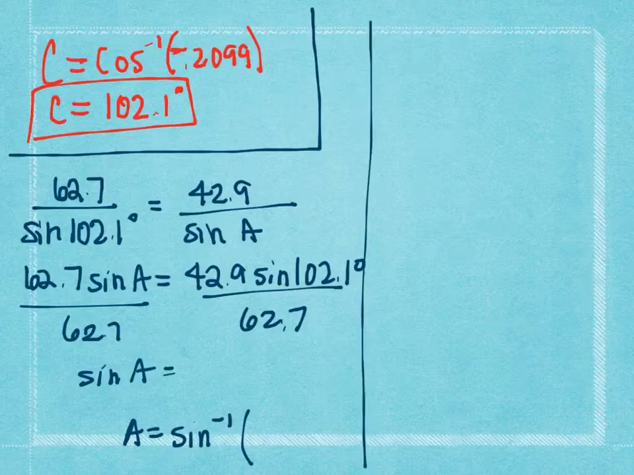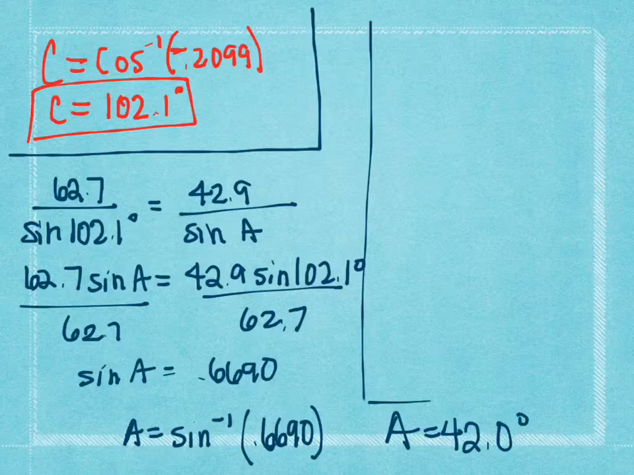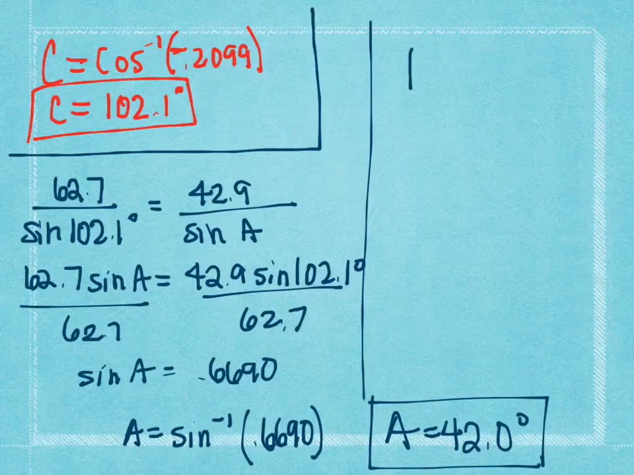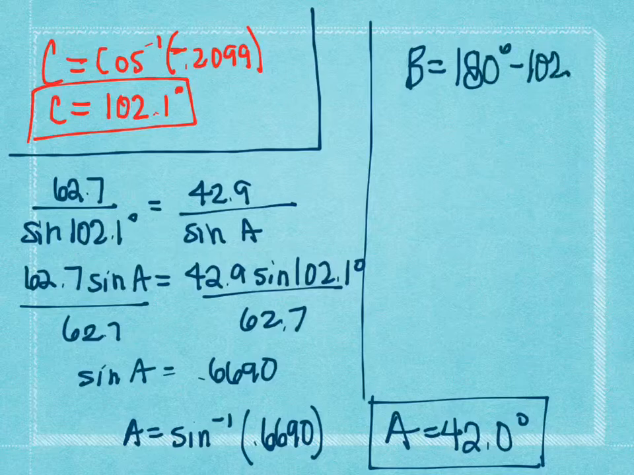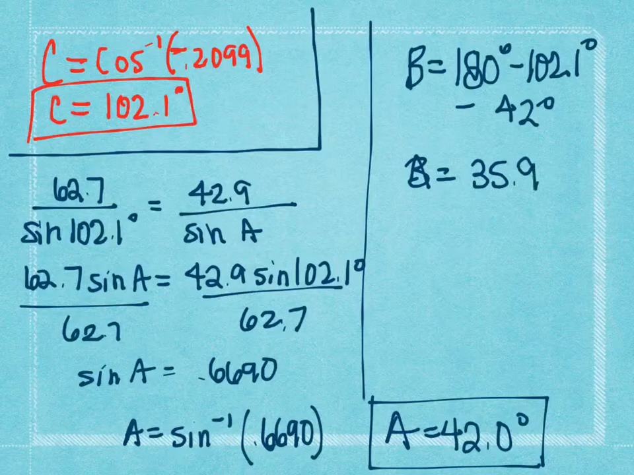What did I get with the 42.9 sine 102 divided by 62.7? 0.6690. And then inverse sine for that? 42.0. Okay, so angle A is 42.0. And then I have angle B next, which is 180 minus the 102.1 and minus 42. What'd you get for angle B? 35.9 degrees.